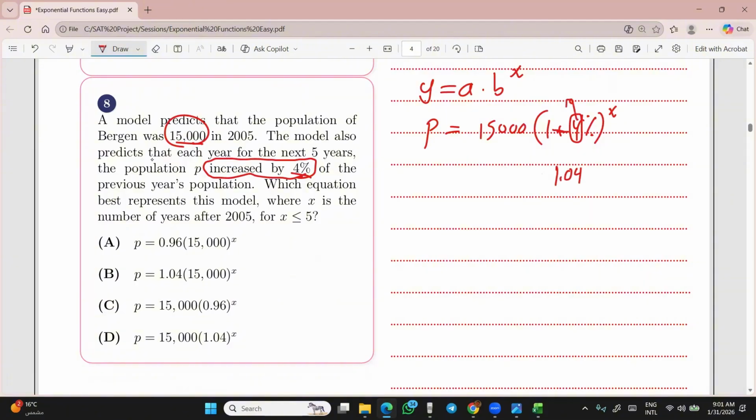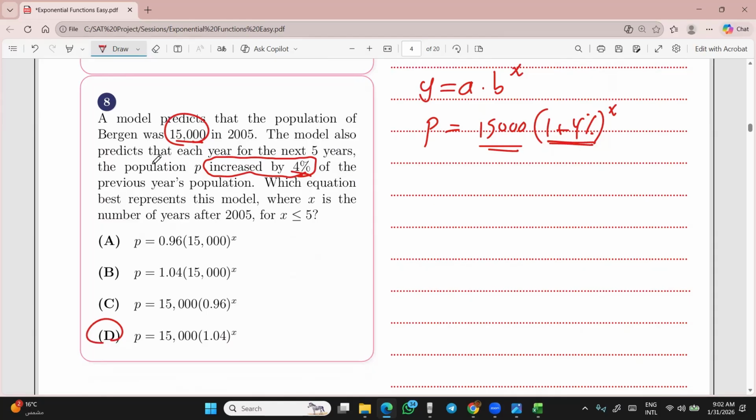But if this 4 becomes 14, for example, 14%, you just say 1.14. So if you have a number with 2 digits, just write them after the point. If it's 1 digit, put a 0 before you write the answer. Or if you are confused about this one, you can just use the calculator to put this, and you get the answer 1.04. So 15,000 times 1.04 raised to the power of x, which is written here, letter D.